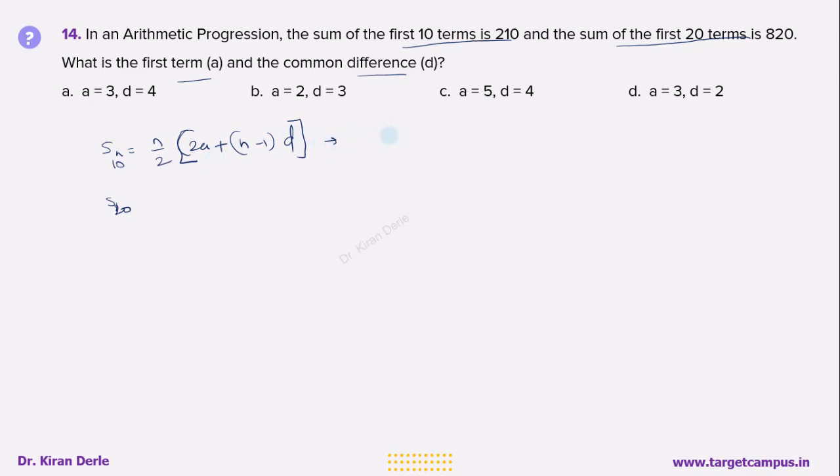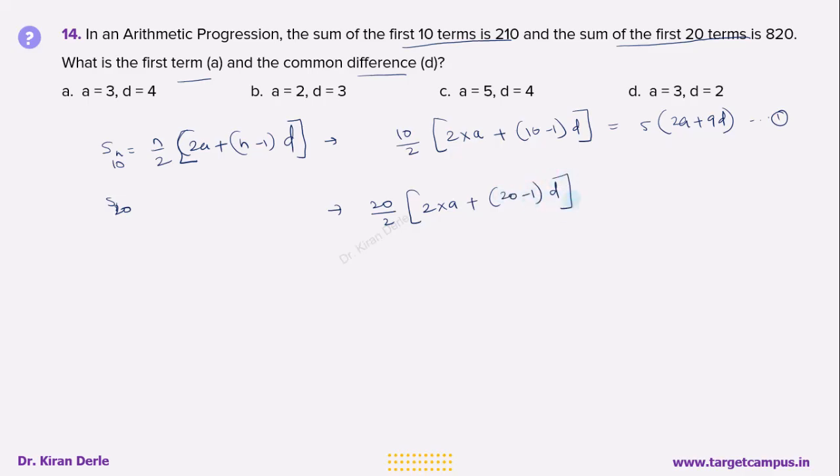Sum of the first 10 terms will be 10 by 2 into (2 into first term, which we do not know, plus (10 minus 1) into the common difference, which we do not know). So this is 5 into (2a plus 9d). This is one equation we are getting. Next one is the first 20 terms. So 20 by 2 into (2a plus (20 minus 1) d), which is 10 into (2a plus 19d). This is the second equation, right?